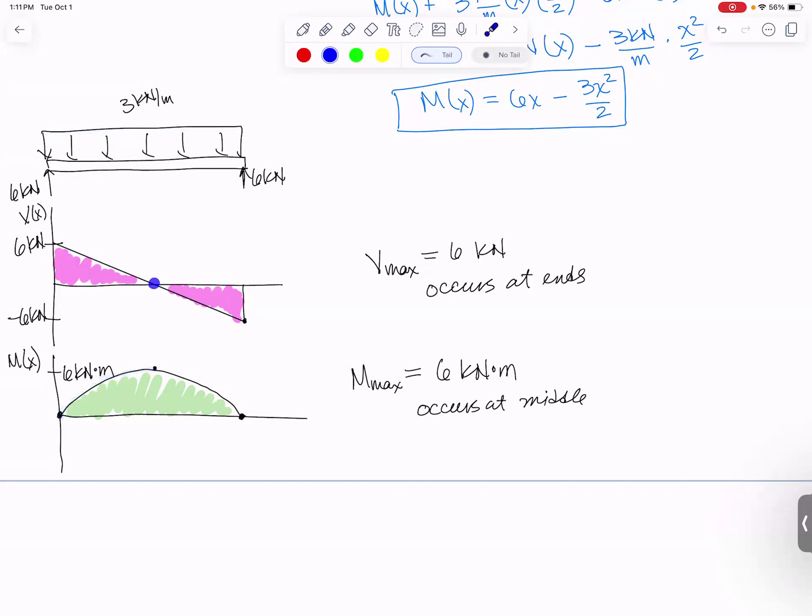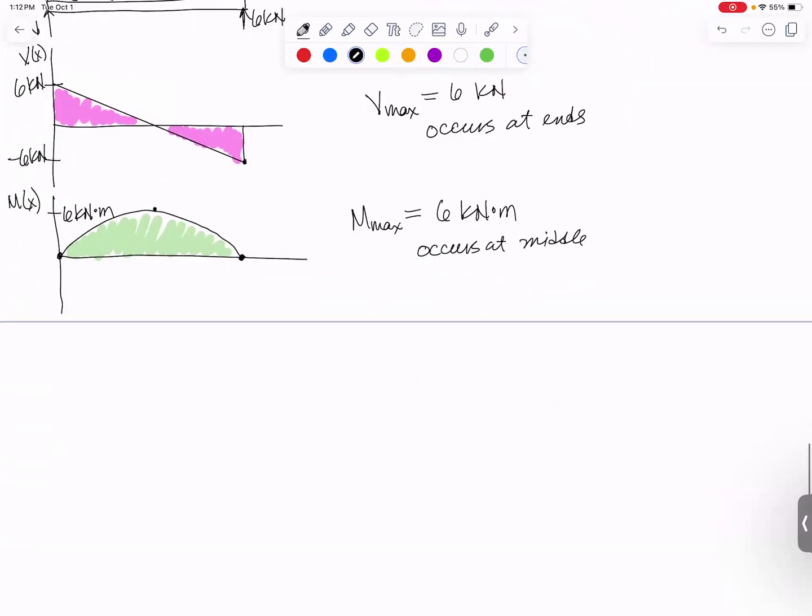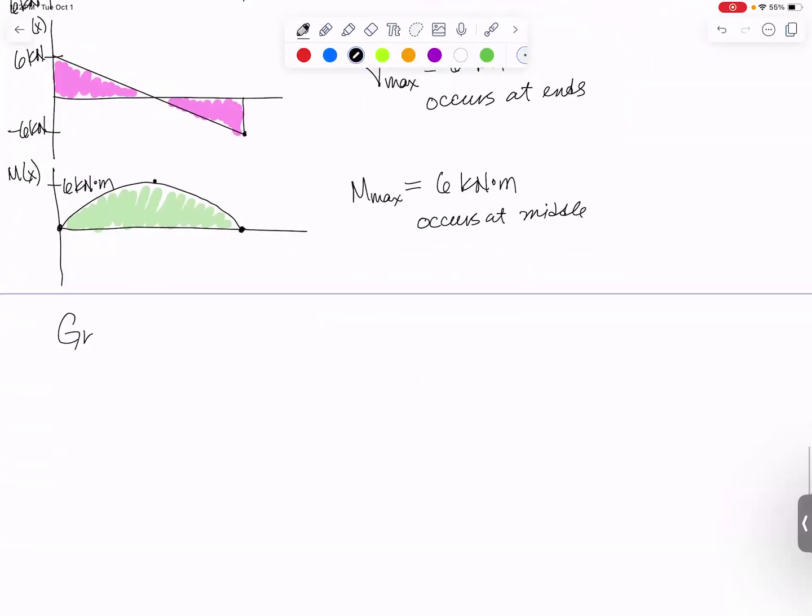When our V is equal to 0, that is when the slope of our moment diagram is equal to 0. Now we've got a negative V, which means that our M needs to be decreasing, and this is gradually getting to be bigger, which means that the slope is getting bigger and bigger and bigger as we go down. So we had a constant distributed load that led to a linear V with a quadratic M. So we're going to put all that together and use what's called the graphical method.